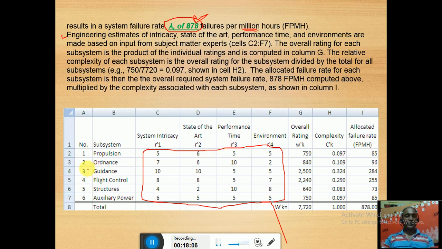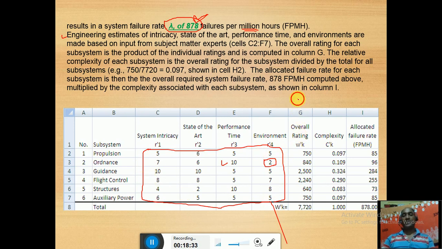So you can observe here, ordnance has performance time 10. It means that it is most critical. It means that this ordnance is going to work for 100% of the time. Environment, but it has a very favorable environment, so that's why the number is 2. So this is how the expert will allocate the numbers. Once you gather this data, the next work is yours.